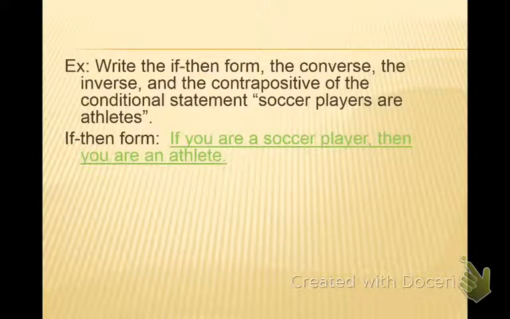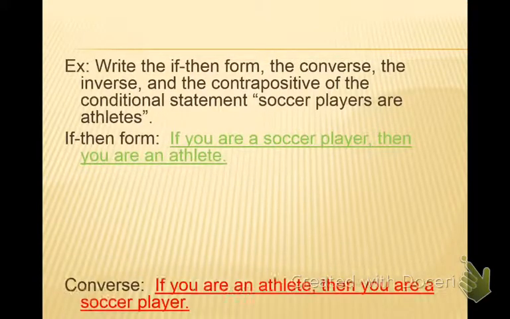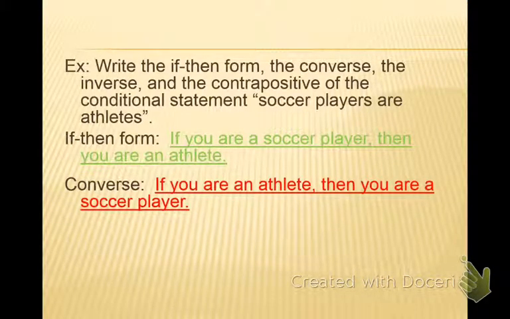Ashley? You are an athlete if you are a soccer player. Okay, you are an athlete if you are a soccer player. Did you really flip-flop the hypothesis and conclusion? If you are an athlete, then you are a soccer player, or if you are an athlete, then you must play soccer. Okay. Is that true or false?